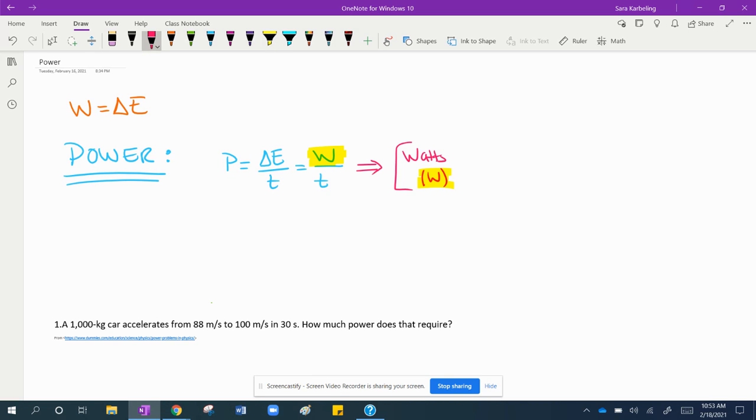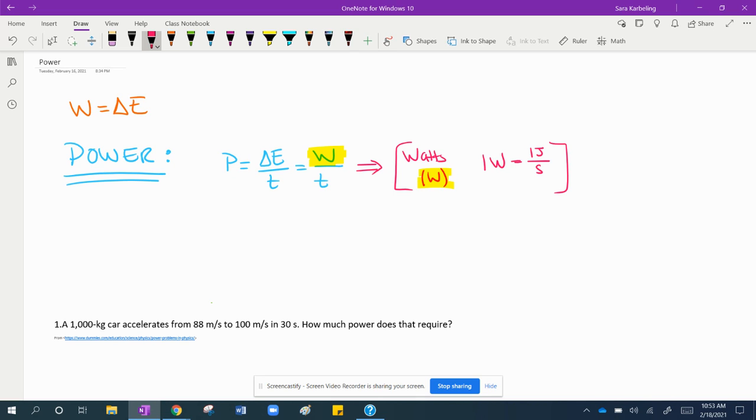A watt, 1 watt, is equal to 1 joule per second. So it's a pretty easy unit conversion. If you just want to write it as joules per second, that's okay as well. All right, let's take a look at a quick problem here just to make sure that we know how to apply all of this information.